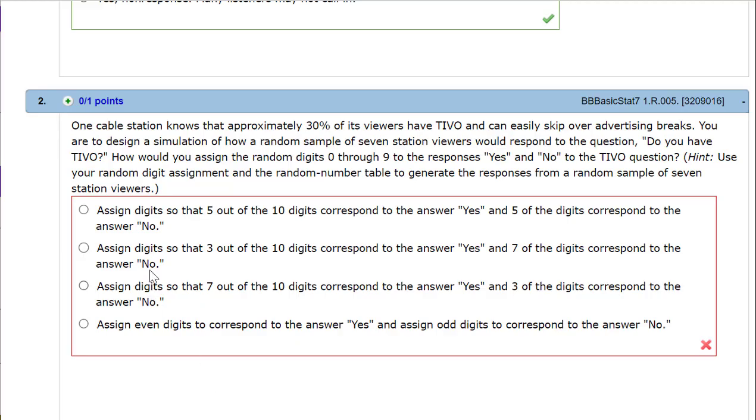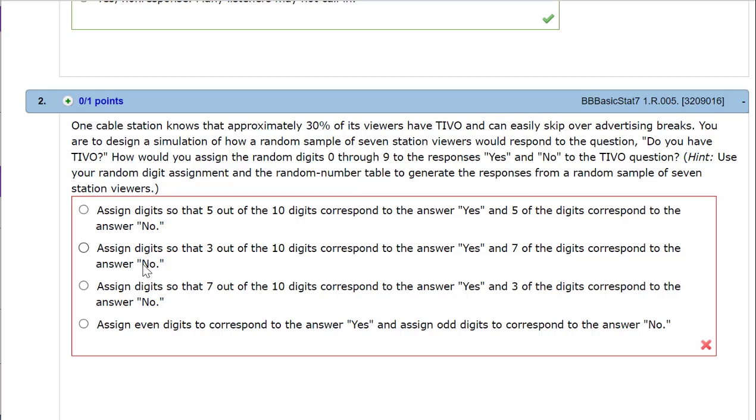One cable station knows that approximately 30% of its viewers have TiVo and can easily skip over advertising breaks. You are to design a simulation. You guys probably don't even know what TiVo is, do you? It's like on demand. If you have cable TV and a DVR, it's one of the original DVRs. I don't know if your house still has a DVR or if you're just doing streaming, but that's what TiVo is. You are to design a simulation of how a random sample of 7 station viewers would respond to the question, do you have TiVo?